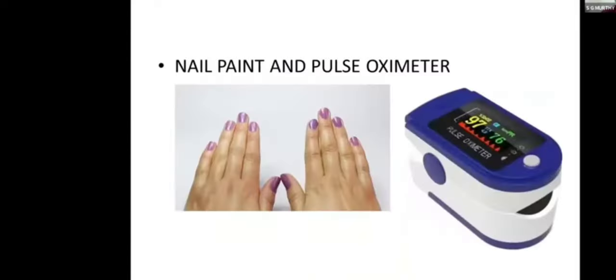Nail paint and pulse oximeter, big question mark. Nail paint can alter the readings of the oximeters a little, but certain colors only can interfere, not all. And the difference is also not too much, so not a very serious thing. But if you see low oxygen readings with nail paint on, be a little alert that nail paint can alter the pulse oximeter reading also.